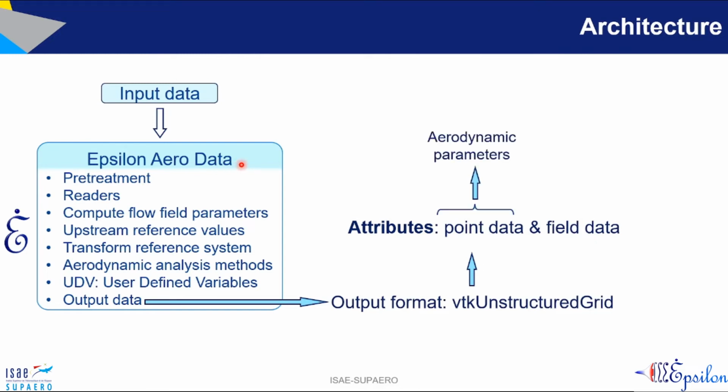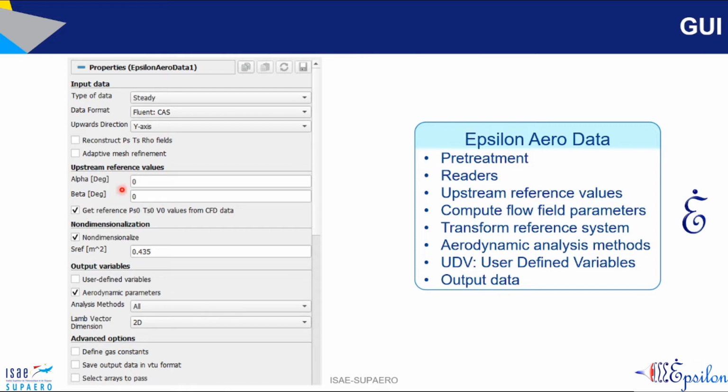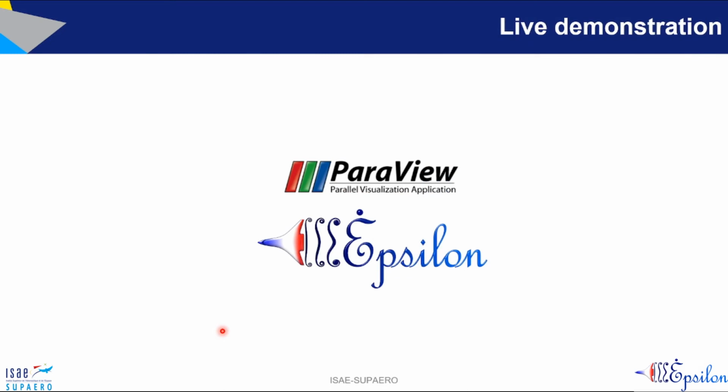So as I said before, point data contains all the aerodynamic parameters that you compute, and the field data will contain some reference values and some specific information. The interface, basically all that we discussed before, is included in the GUI of Epsilon Aero Data. As you can see, many of the parameters that we discussed are here. You can control that, and we will discuss that in detail in the following live demonstration.